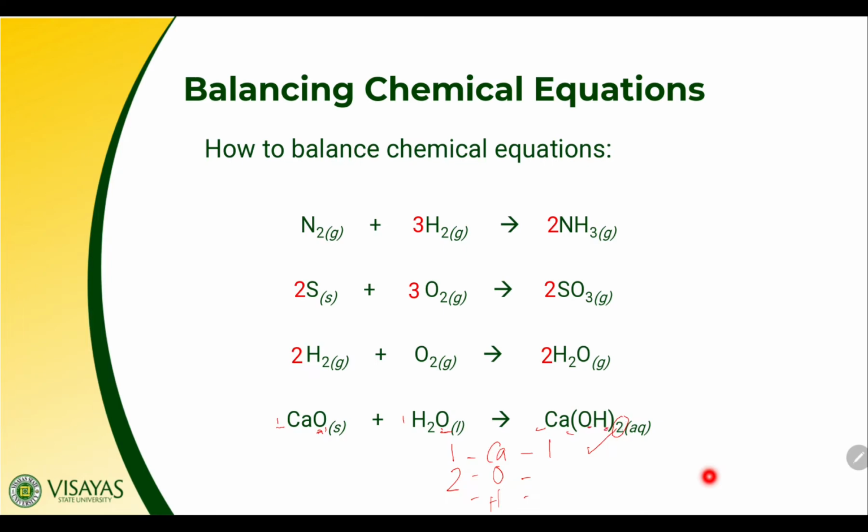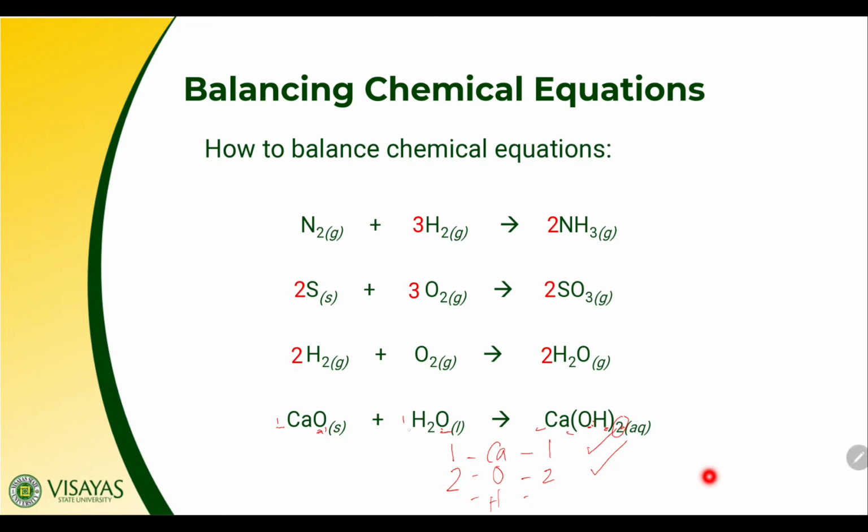So in this case, you have 2. You multiply this with the subscript 1 of oxygen. So we have 2 times 1. We have 2 oxygen atoms on the product side. So we have a balanced number of oxygen atoms in the equation. Now we move to the number of hydrogens.